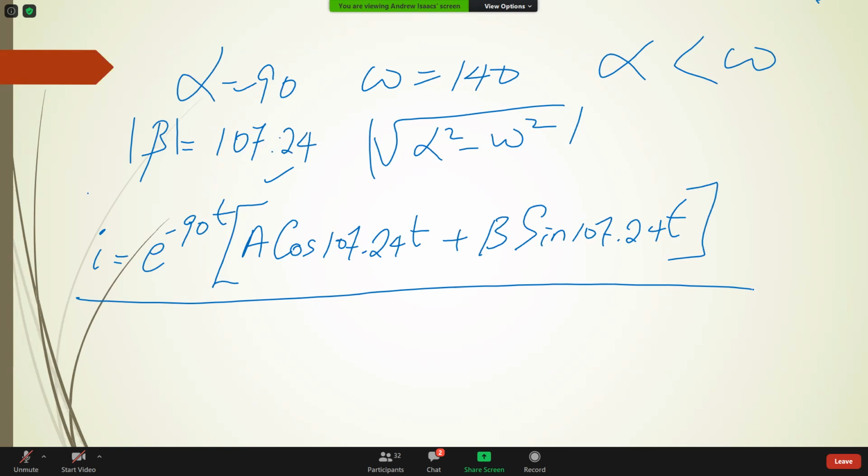Sir, due to the inductor, i equals 0 at t equals 0. So at t equals 0, i is equal to 0, since, of course, i(0+) equals i(0-) equals 0. Excellent. So if I now substitute t equals 0, what do I end up with? When I substitute t equals 0, what do I get? Sir, A cos 107.24 t.